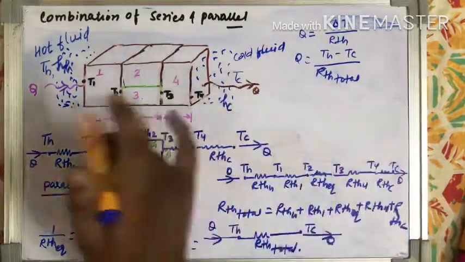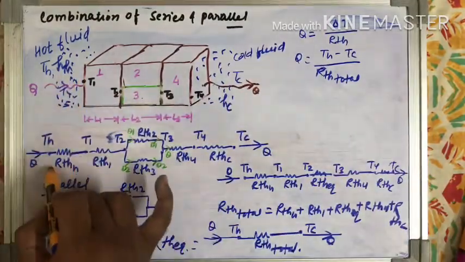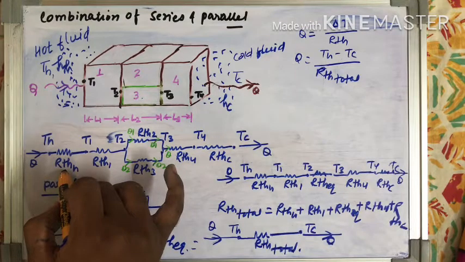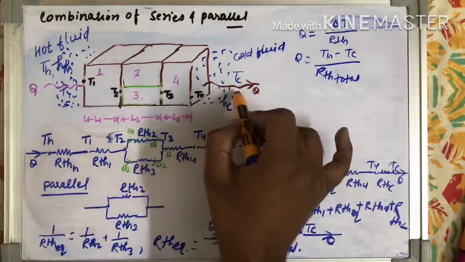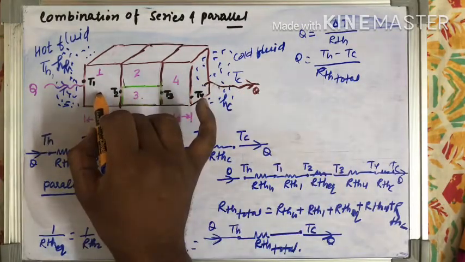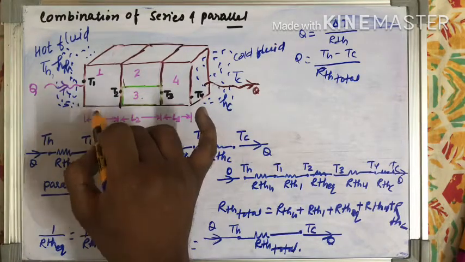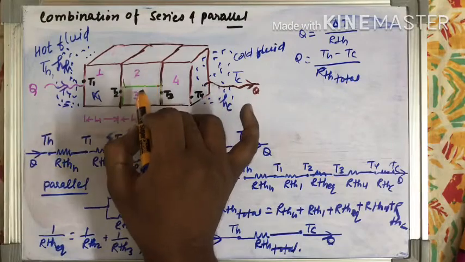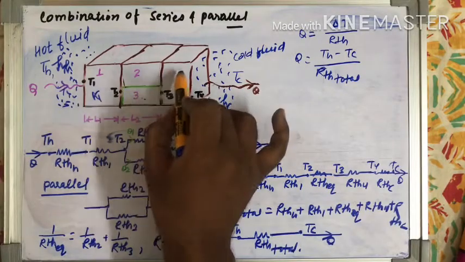Like in this case, for RTHH, it is convection, so the value of resistance would be 1 upon HHA. For this one it would be 1 upon HCA. For 1 it would be L1 upon K1A, if the conductivity is K1. For this, L2 upon K2A. For this, L3 upon K3A, and L4 upon K4A.